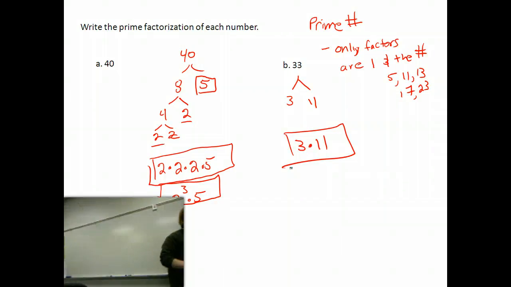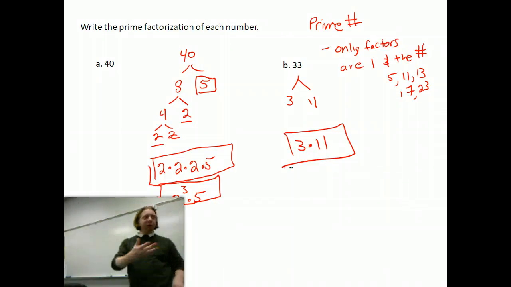What can I say about this so far? We're just starting off.